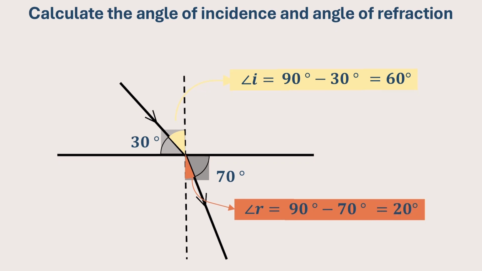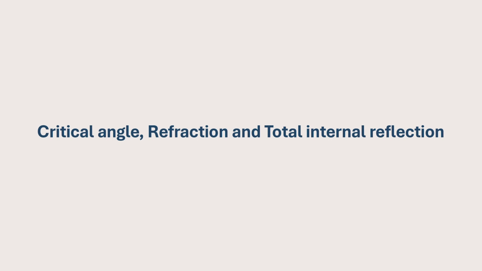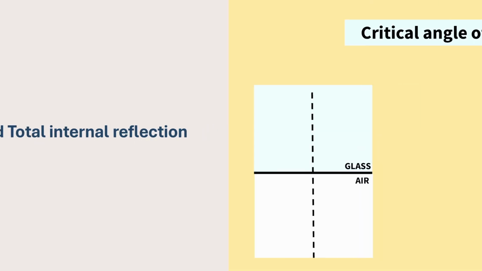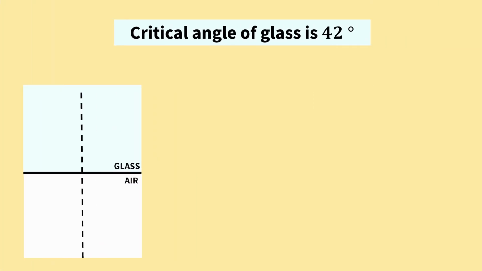Next, let's discuss critical angle, refraction and total internal reflection when the light passes from denser to rarer medium. In almost all the questions, the critical angle of glass is taken as 42 degree, and also in these cases, we are taking the light is moving from denser to rarer. So let's take the first situation when the angle of incidence is less than the critical angle. Say the angle of incidence is 30 degree. In this case, 30 degree is less than 42 degree. So the light will undergo refraction.